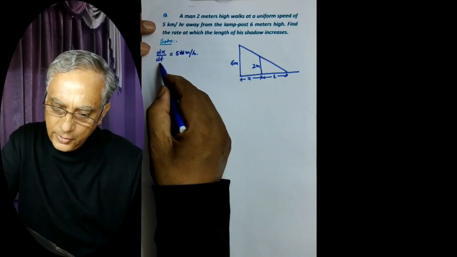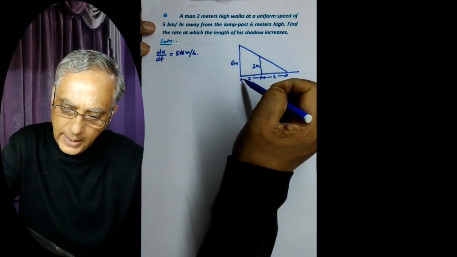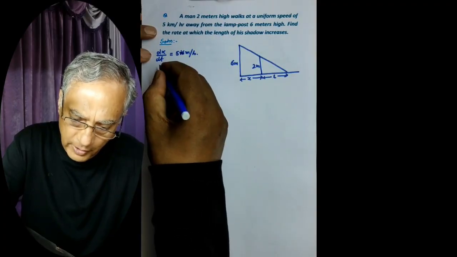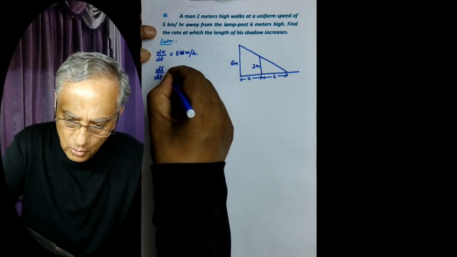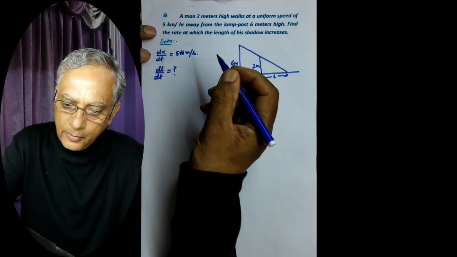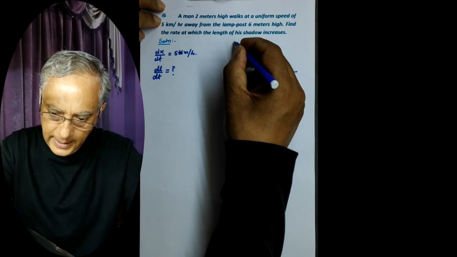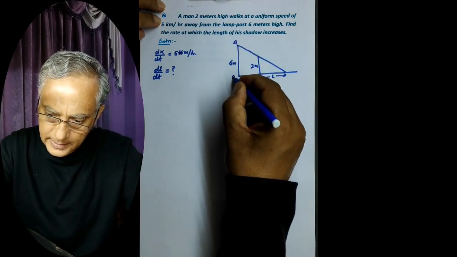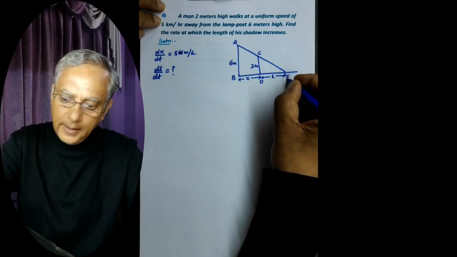dx by dt is 5 kilometers per hour from a lamp post 6 meters high. Find the rate at which the length of his shadow is increasing. We have to find dL by dt is equal to question mark. Let this be A, B, C, D and E.